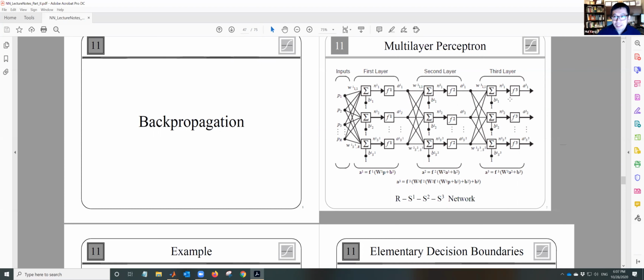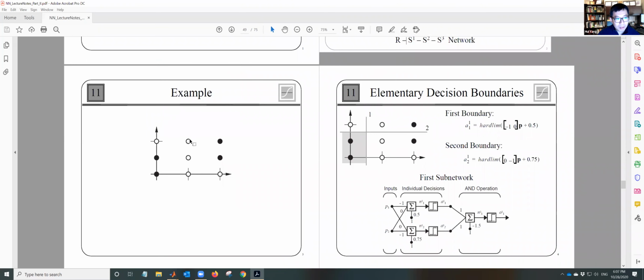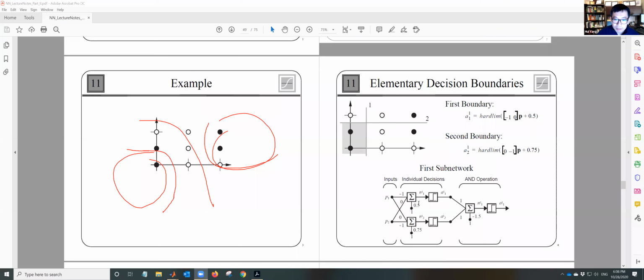Now let's have a look at an example. This is a multi-layer perceptron. For this kind of classification problem, obviously we need a decision boundary like this, and we need another decision boundary like this. If it is over here, it is one. In the middle, it's in another category. But how can we do that with a multi-layer neural network? You see here, this is the first subnetwork.